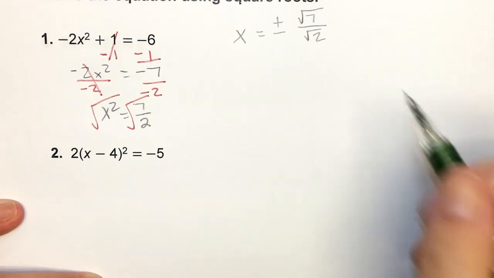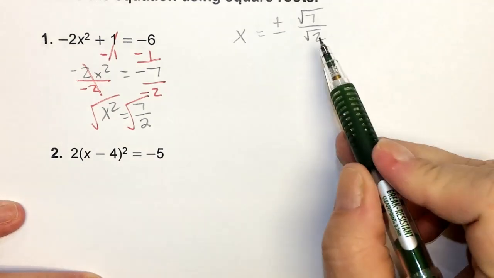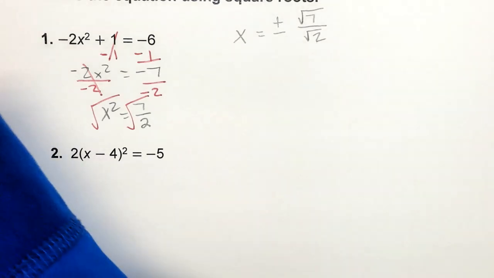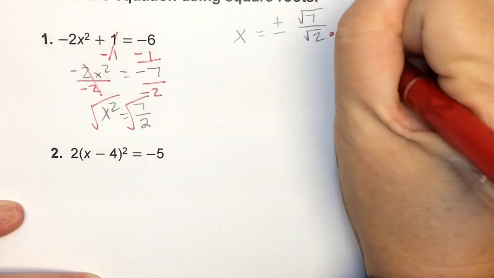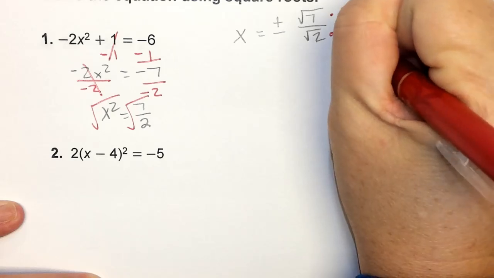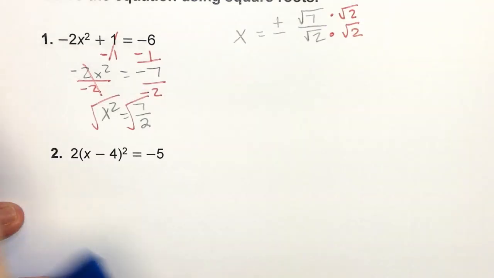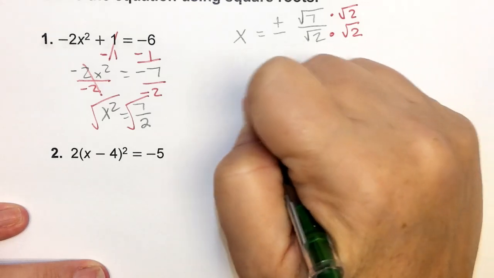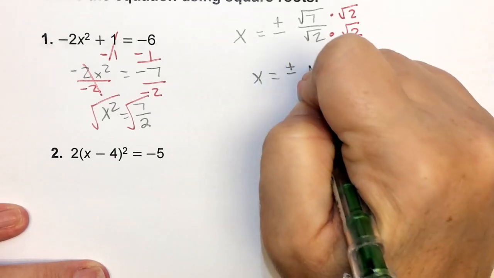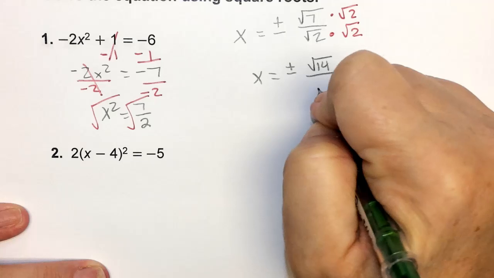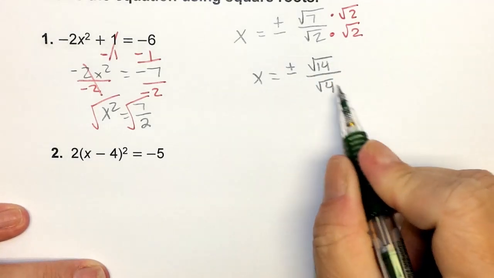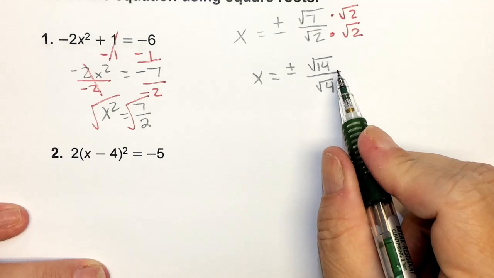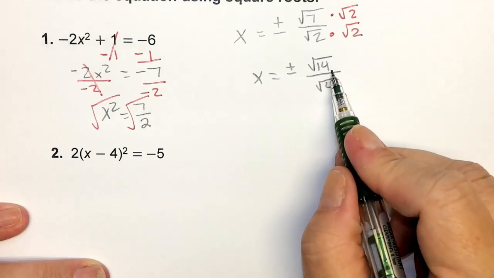However, remember we cannot have this in the denominator. So this is 2 again, and we know that if we multiply 2 times itself, it will make it a perfect square. So we're going to multiply both by the square root of 2. And so what does that give us? That gives us x equals plus or minus square root of 14 over the square root of 4. We know that this is a perfect square. We cannot do anything with the 14.